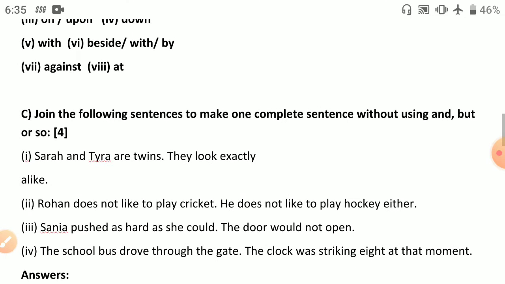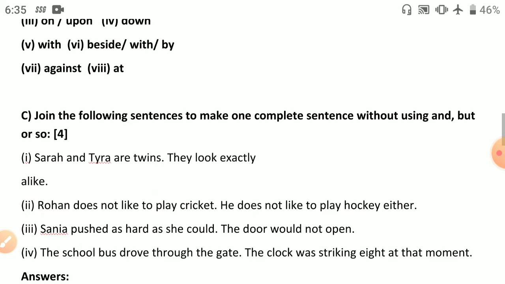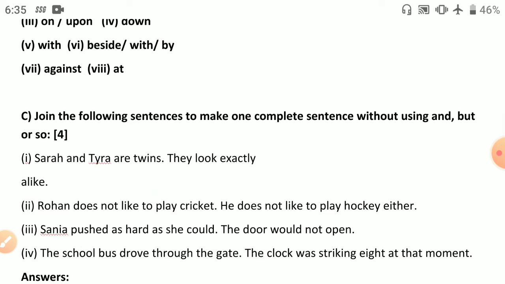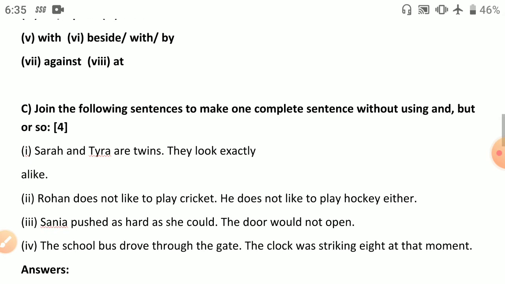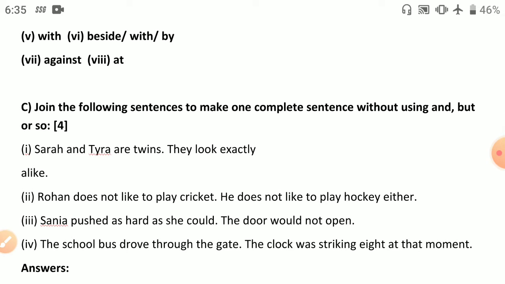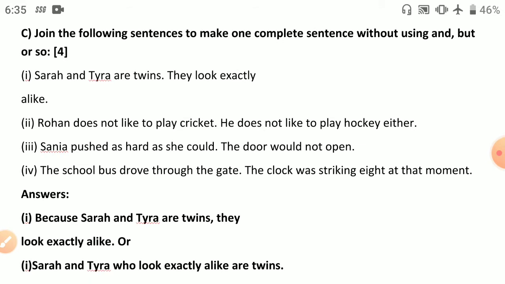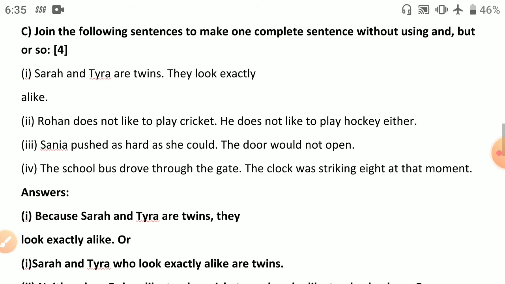Here we see join the sentences and you have to make a complete sense. You have to keep the sense of the original sentence as it is without using and, but, or so. So all these coordinating conjunctions you cannot use. Sarah and Tyra are twins. They look exactly alike. So here we can make two ways. I've given the answer. Because Sarah and Tyra are twins, they look exactly alike. Or, Sarah and Tyra, who look exactly alike, are twins.